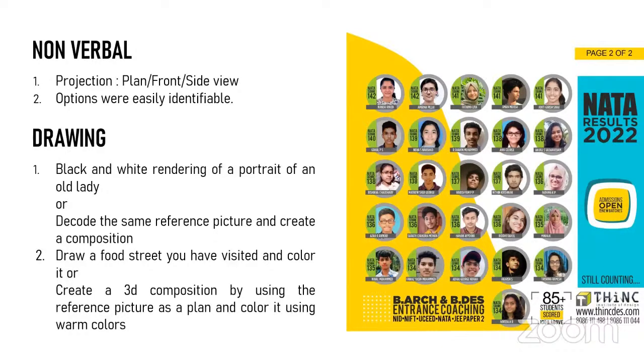Another important category of question is the scene drawing question, like perspective related questions, and also the 3D composition. So this time also there was a question like draw a food street you have visited and color it. Also, based on 3D composition, create a 3D composition by using the reference picture as a plan and color it using warm colors. So definitely you have to know the color schemes in order to attempt the question.